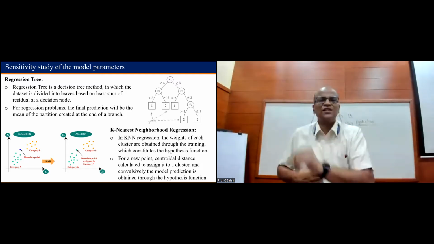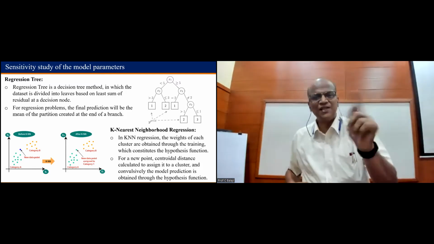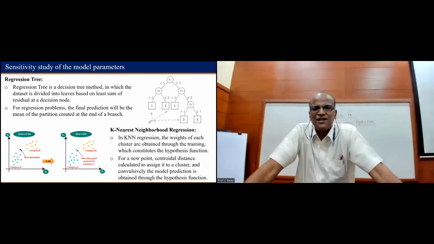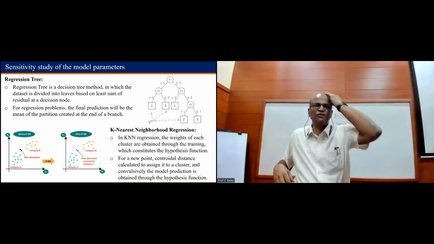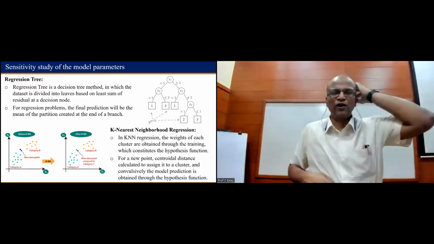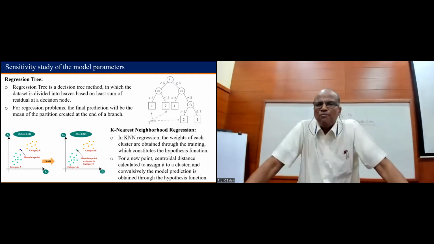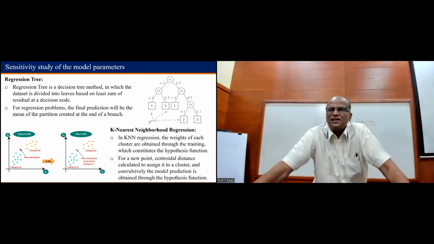So for regression problems, the regression tree is basically a decision tree method in which the data is divided into what are called leaves based on the least sum of residuals at a decision node. For regression problems, the final prediction will be the mean of the partition created at the end of a branch.